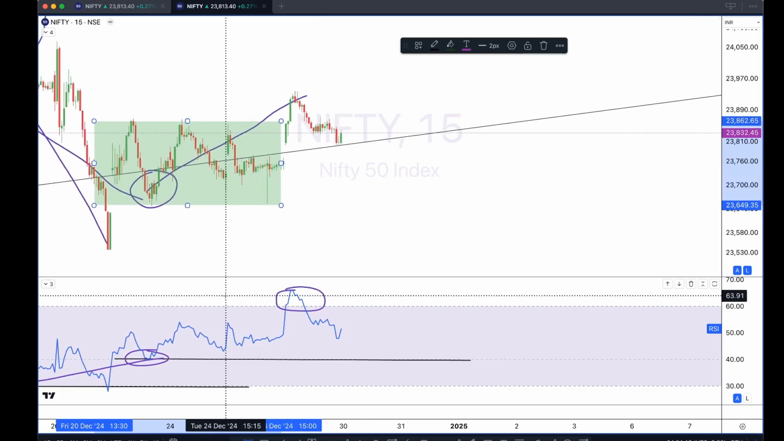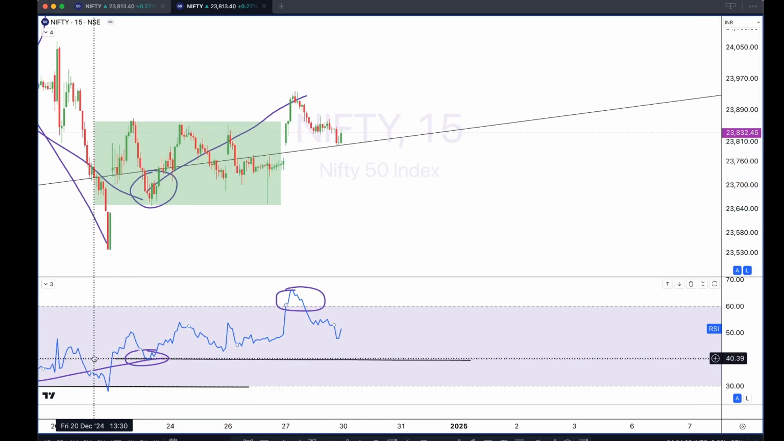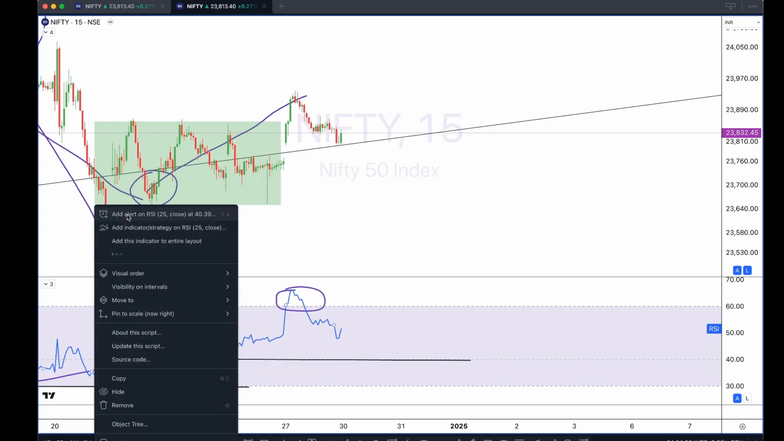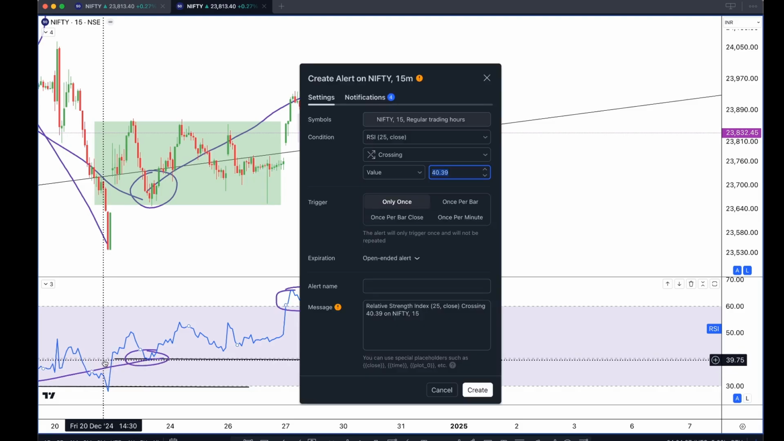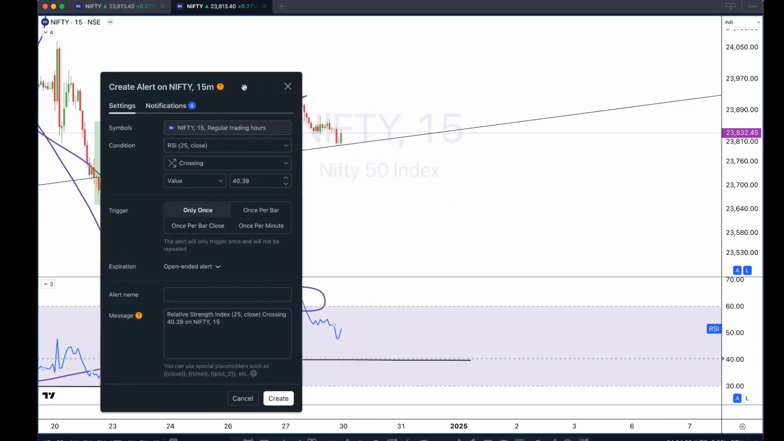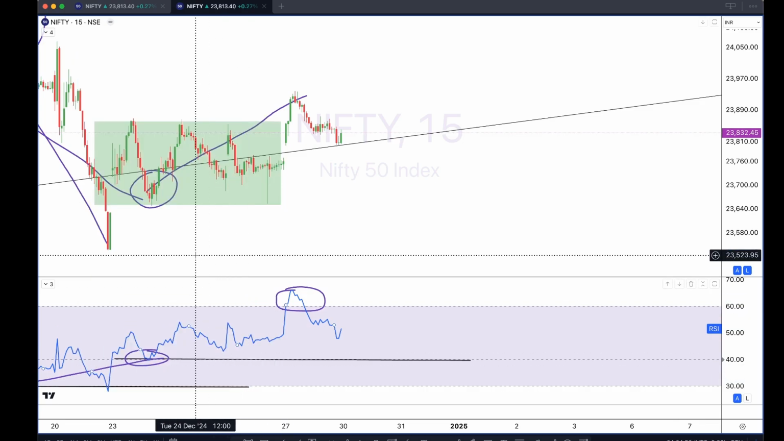I want to get alerted when two things happen here. Number one, the 15-minute time frame RSI comes back to the level of 40. So I'm going to set an alert for the same. So Nifty 15-minute RSI 25, because that is what I use. I don't use the RSI 14 period. I use the RSI 25 period. It reduces the noise significantly. So when it crosses the value 40, I want to get alerted, and the message I will receive is this. I will create this alert.